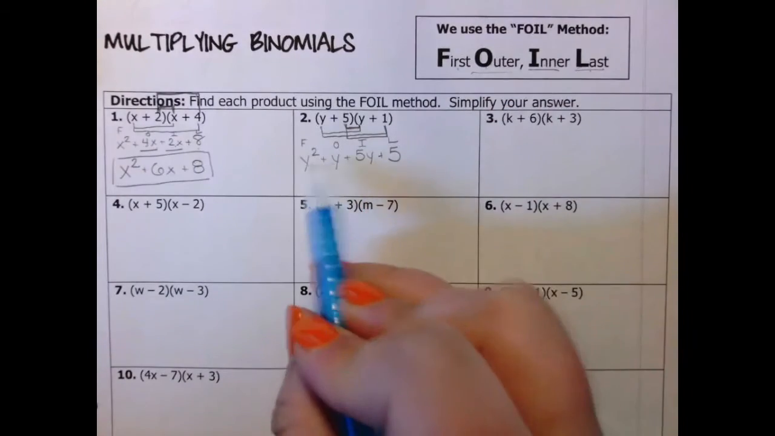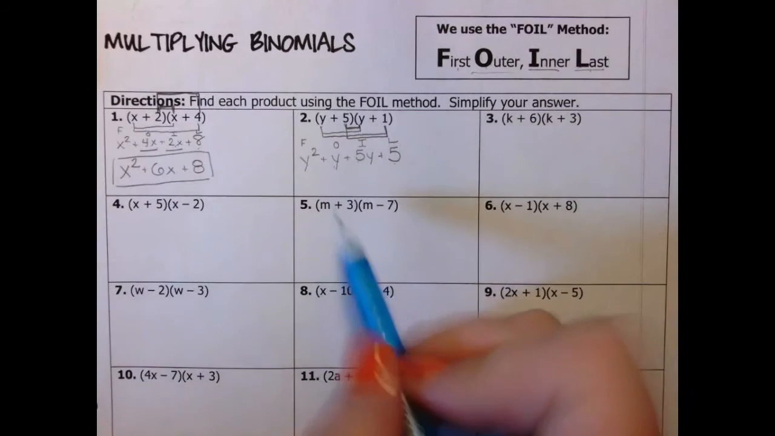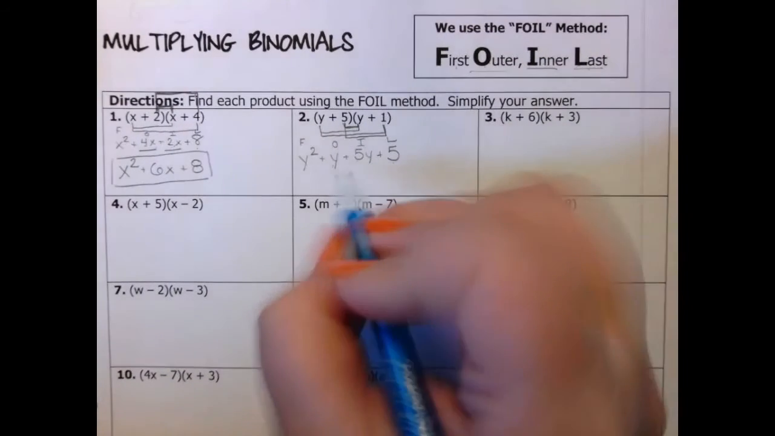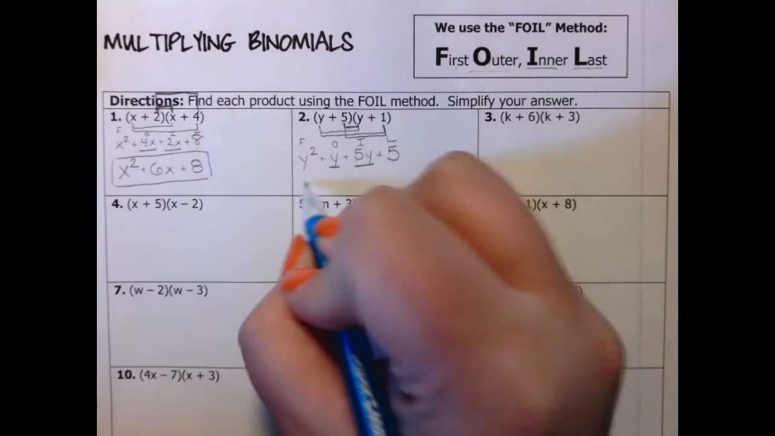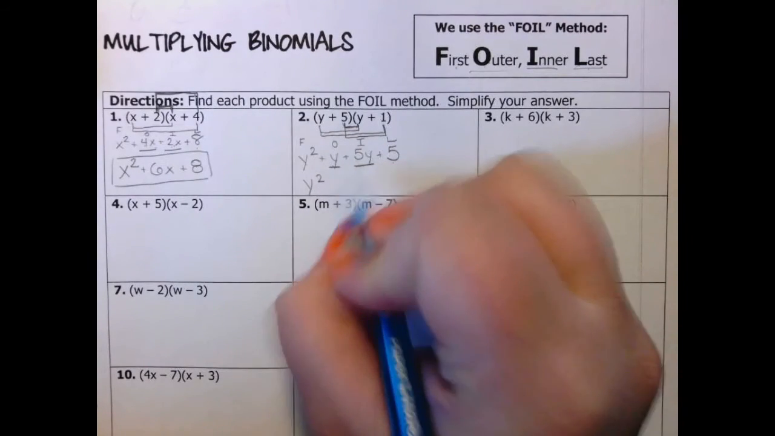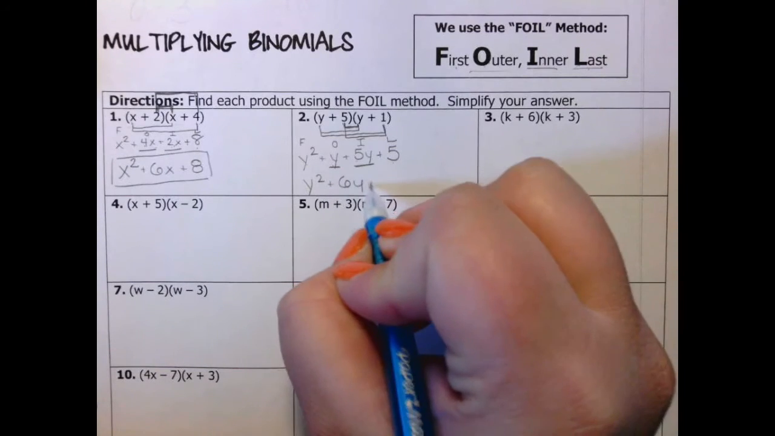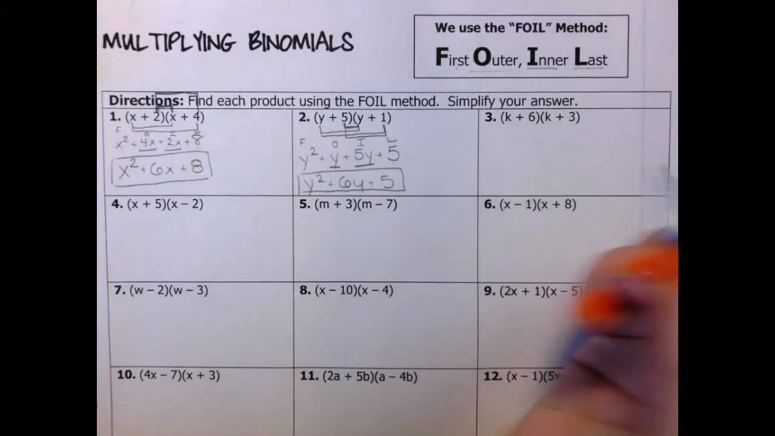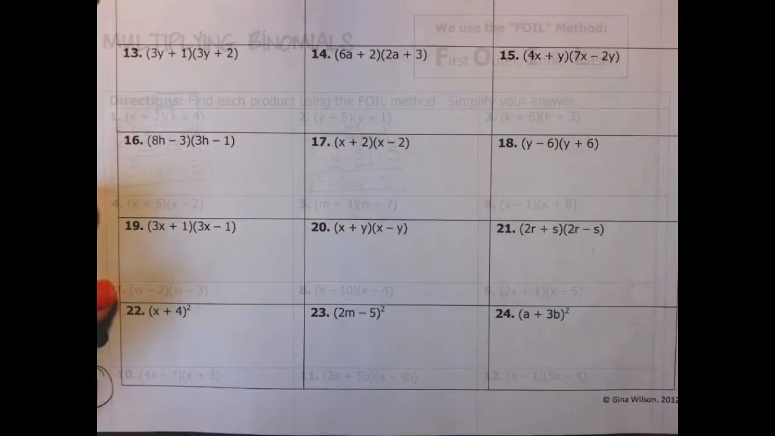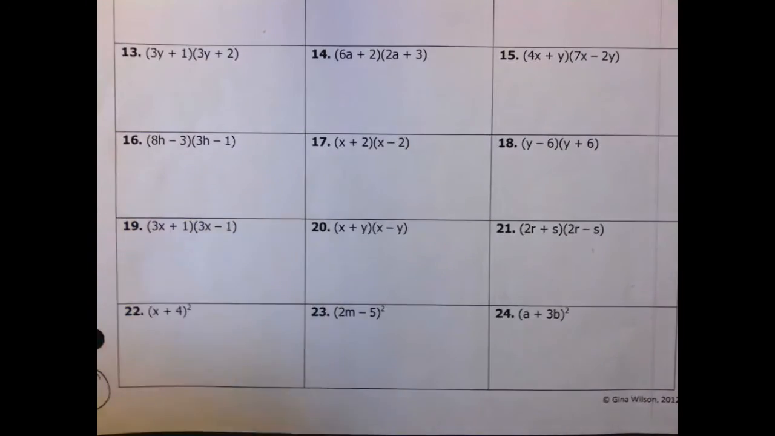So I've got my F, O, I, L. So now I'm going to combine like terms. The only like terms I have are going to be y and 5y, so I still have y squared. y plus 5y gives me 6y, and then I still have plus 5 at the end, so y squared plus 6y plus 5. And I wanted to quickly mention something on numbers 22 through 24.